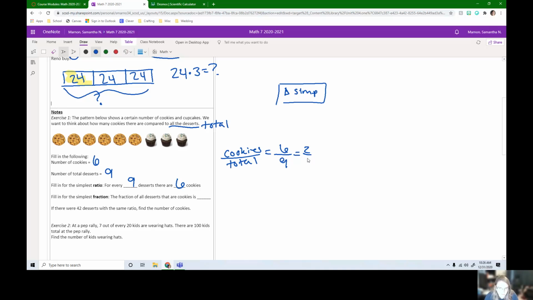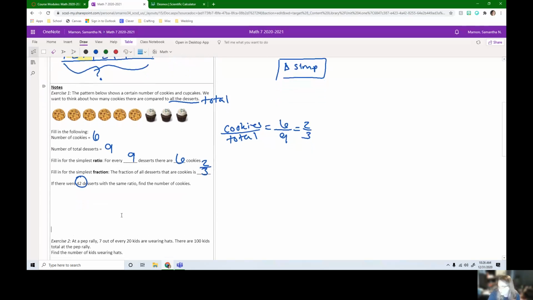That's really ugly. So 2/3 of all desserts are cookies. If there were 42 desserts with the same ratio, find the number of cookies. So this is like what we did yesterday. So we can draw a tape diagram if we want. So let's draw it.